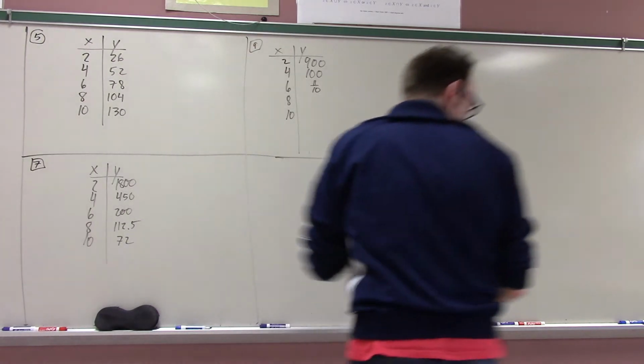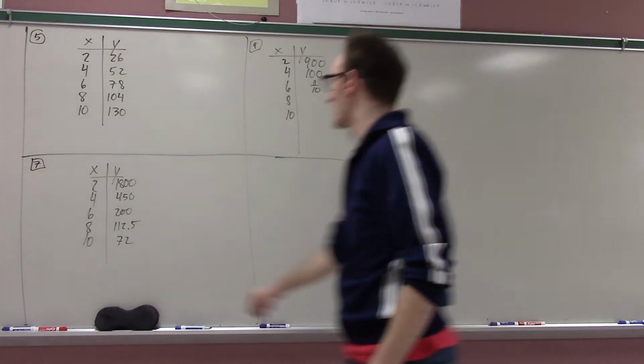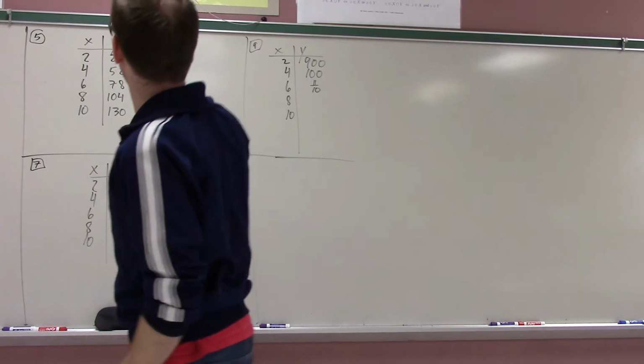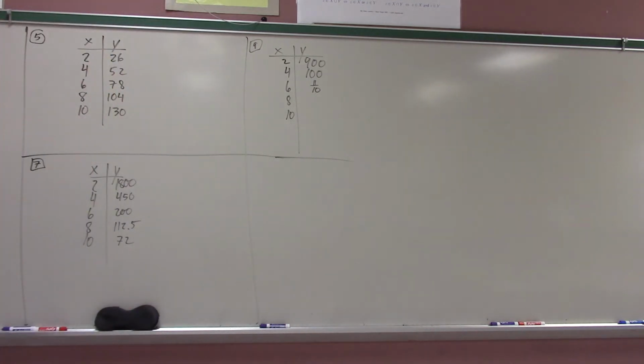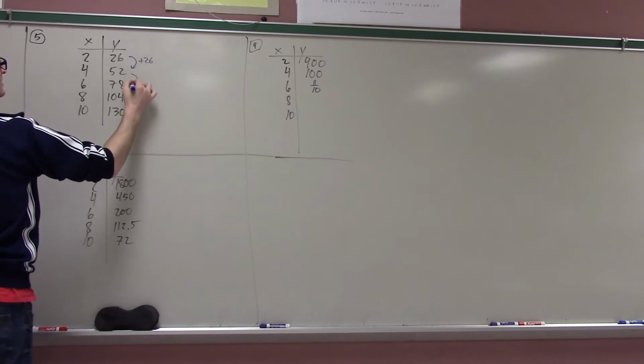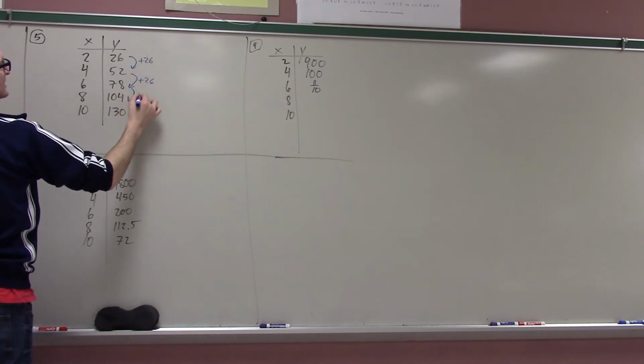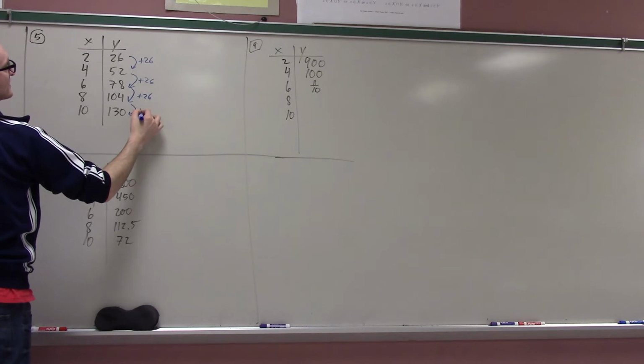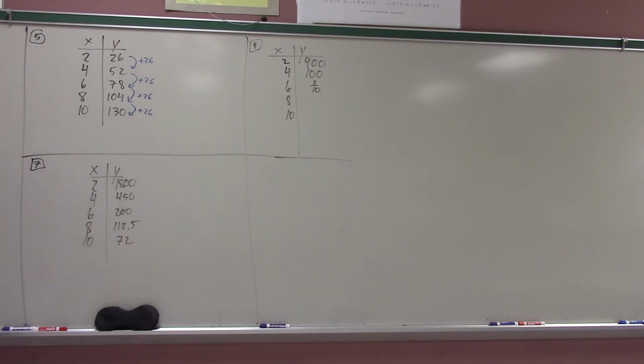Okay, let's do it. What is going on here? Oh, this might just be linear or something. Because, no, it's happening. This goes up by 26, this goes up by 26. Yeah, this is totally boring. This goes up by 26, again, and again, and again. This is just linear.